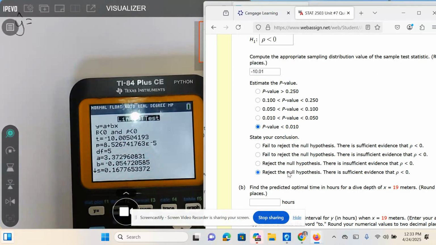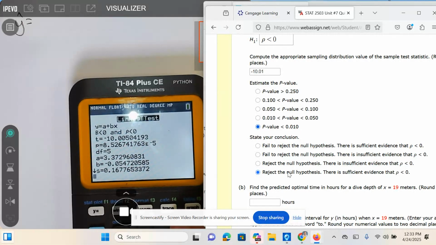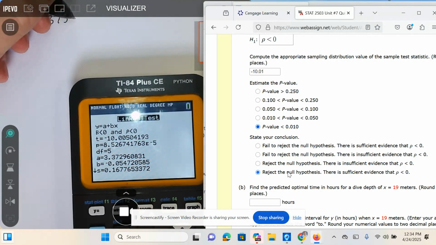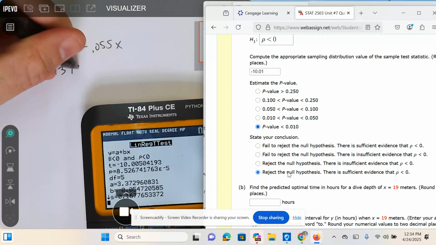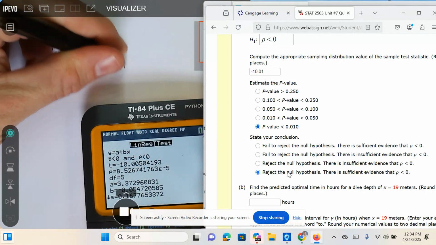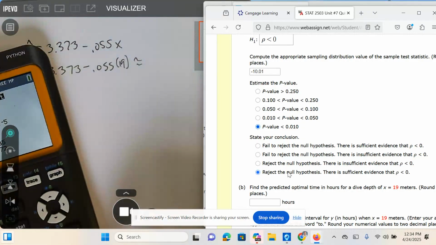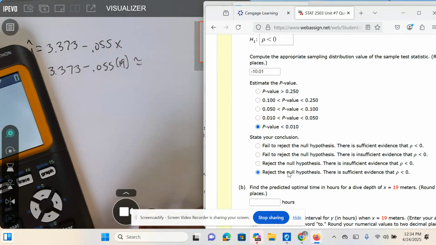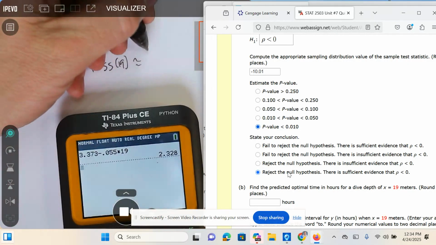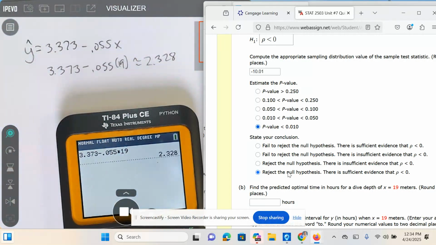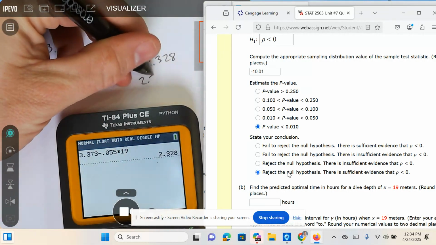Now, I'm going to make an equation out of this. It gives you the parameters for the equation. So the a plus bx, a is 3.373 minus b, which is 0.055 times x. That's the equation. And I'm going to plug in 19 into that. 3.373 minus 0.055 times 19 is 2.328. Okay, so 2.33. I didn't pay attention there, 2 spots.